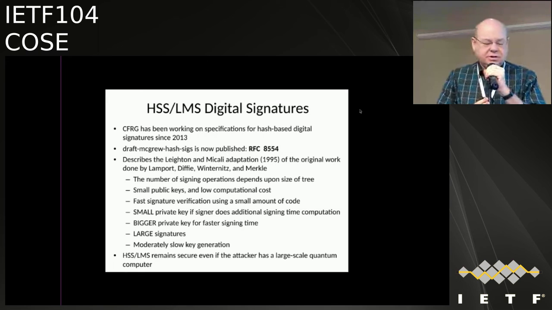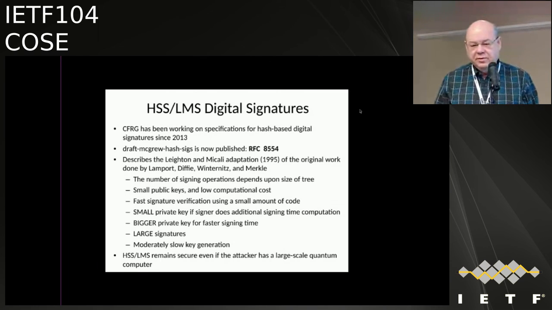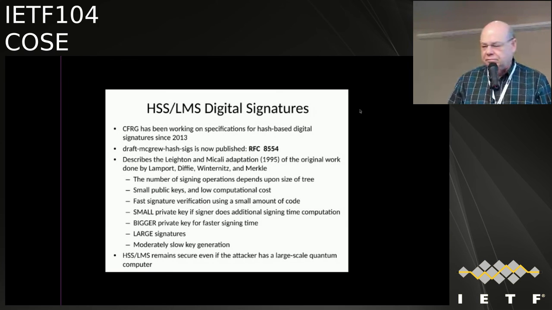Okay, so the CFRG has been working on hash-based signatures since 2013. Basically the draft for the algorithm HSS LMS is in the RFC editor's queue. It's in AUTH48, so we know what the number is going to be as soon as it pops. So it's 8554, and it describes an adaptation of some work that goes back to the mid-90s. Original work done by very famous cryptographers, you know, Lamport, Diffie, Winternitz, and Merkle.